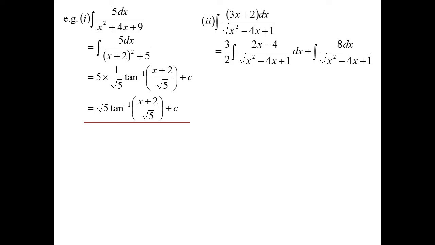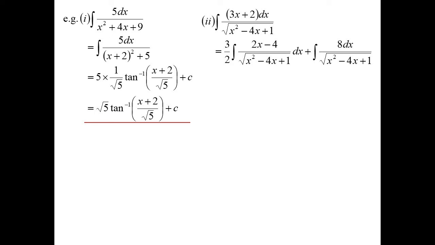Obviously, I can't change the question. So I look at the x's. It was 3x. I've now got 2x. Therefore, I need to balance it out. 3 on 2. That's also going to affect my constant. 3 on 2 times negative 4 is negative 6. To get it back to 2 in the other integral, I add 8. Negative 6 plus 8. All right.